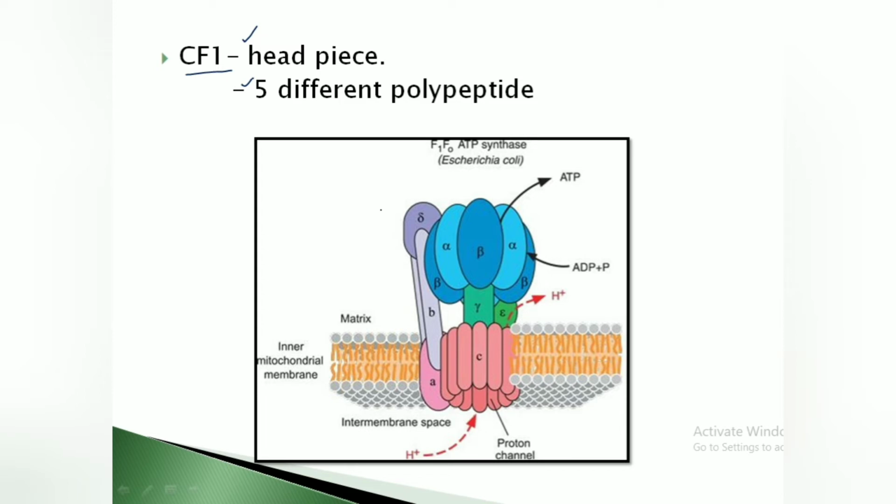So let's understand with the help of this diagram. So this headpiece is the CF1 or the F1 and the structure which is embedded is the F0. So talking about the F1, that is the headpiece, it is made up of 5 different polypeptides and these polypeptides club together to form this balloon-like structure. And talking about the F0, the F0 is an integral membrane protein which forms the proton channel, which helps in the pumping of the protons and finally the production of the ATP.